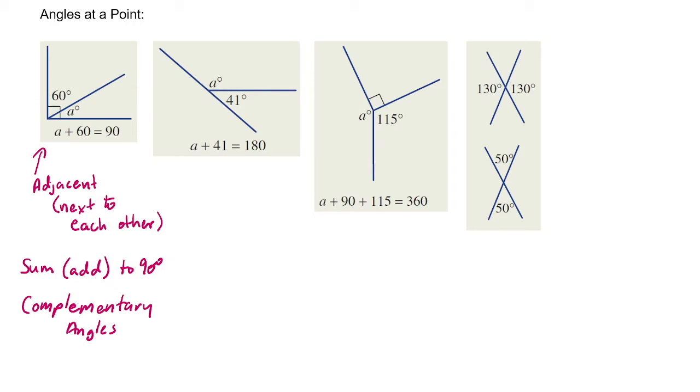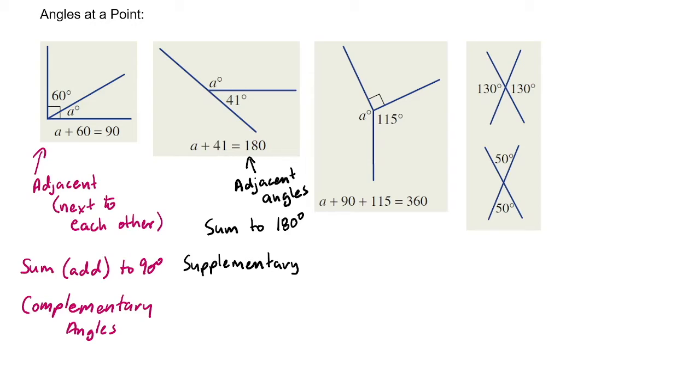Next over, we have more adjacent angles. So these guys are still next to each other, but these guys will sum to 180 degrees. So that means they add together to get to 180 degrees, and these guys are supplementary angles. Okay, and at risk of making another bad joke, we're not talking about the extra numbers in the lotto. These guys are just next to each other, adding to 180 degrees. They're supplementary.